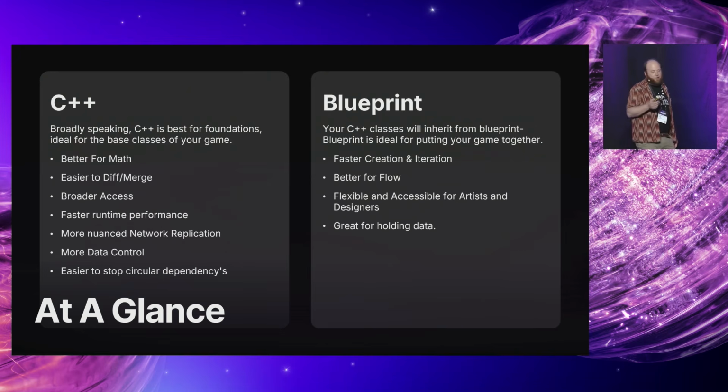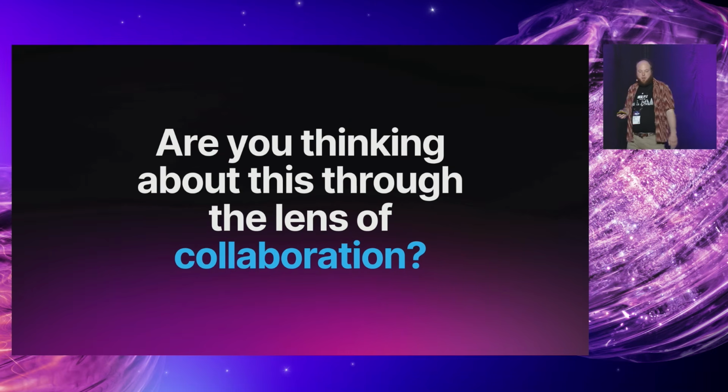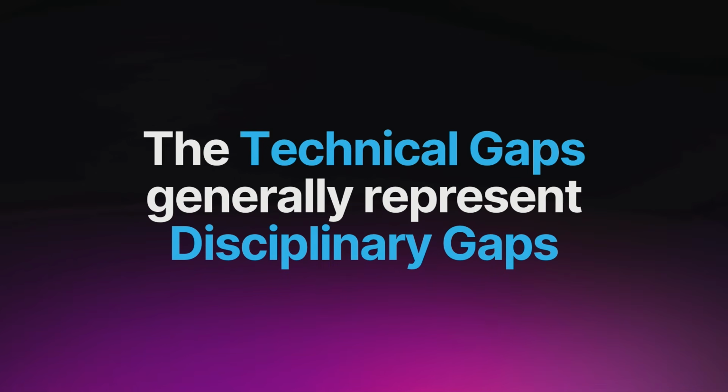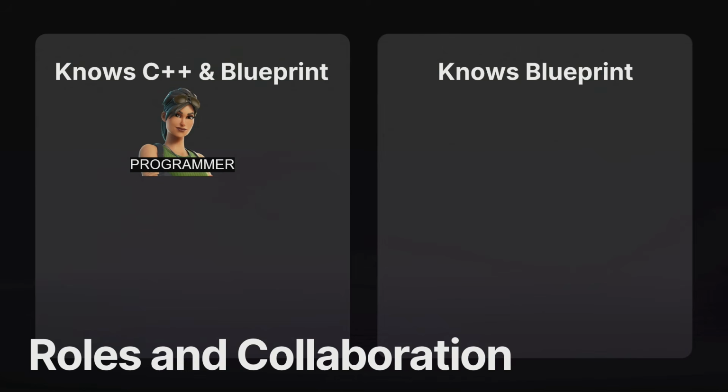For me, this is how the conversation goes. We compare the pros and cons, and eventually we settle on the fact that they're great for different things. There's no arguing that Blueprints is amazing for flow, handling data and references. Likewise, there's no argument that C++ is better to merge and diff. But let's look at this through the lens of collaboration. What we can take advantage of here is that the technical gaps generally represent the disciplinary gaps, okay? I'm going to walk through this with you.